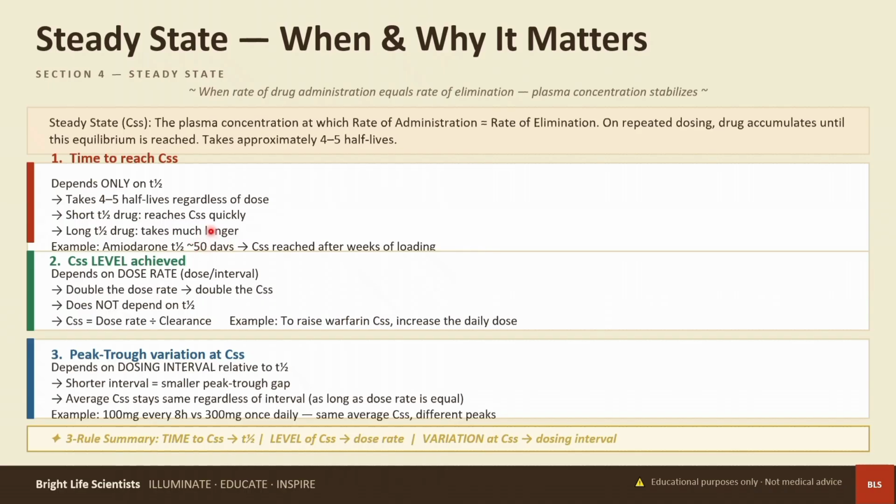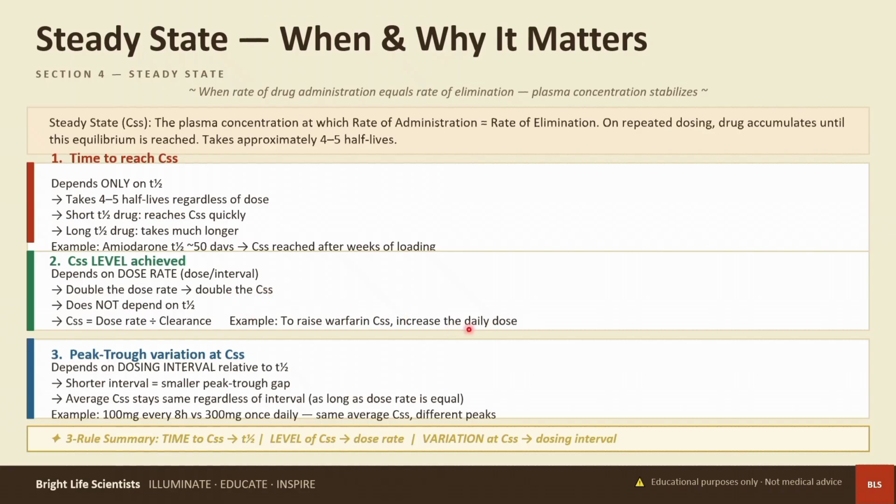Rule 2. The level of steady state, the actual plasma concentration, depends on the dose rate, which is dose divided by dosing interval. Double the dose rate, you double the steady state concentration. This is completely independent of half-life. To raise a patient's warfarin steady state level, you increase the daily dose.